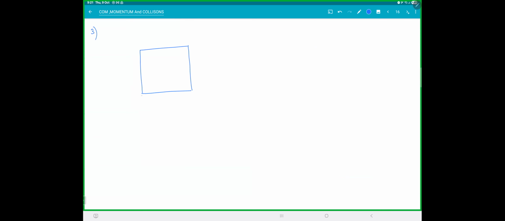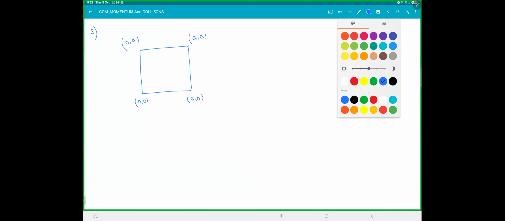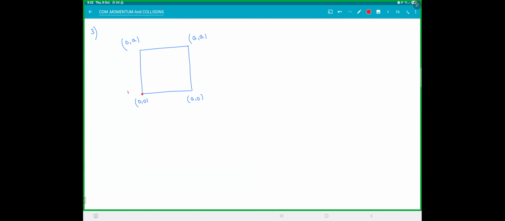Let's say you have a square. This is an easy one, but I just want to show you something here, make a statement. This is M, this is 2M, this is 3M, this is 4M. Let's call this thing particle A, particle B, particle C, and particle D.